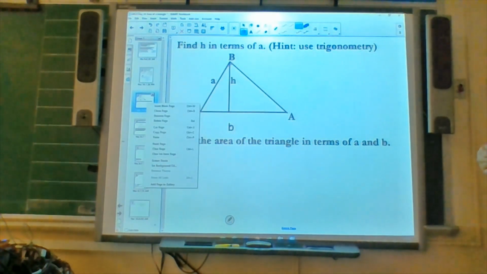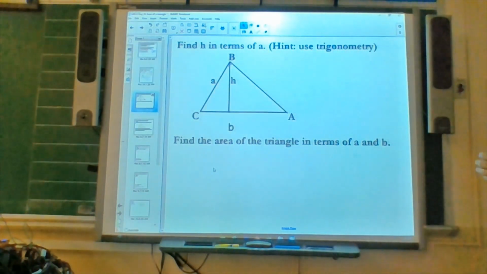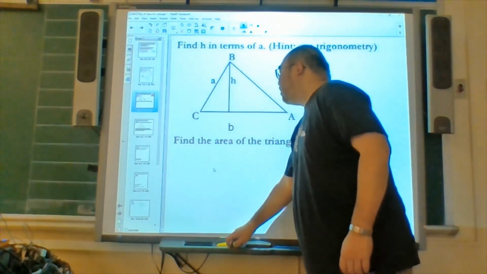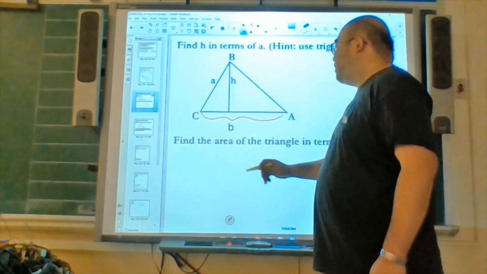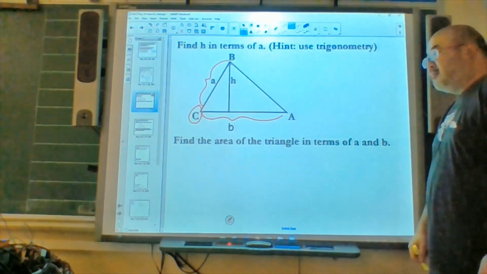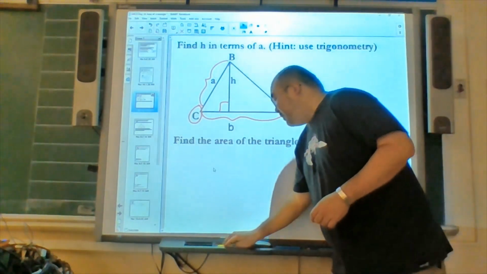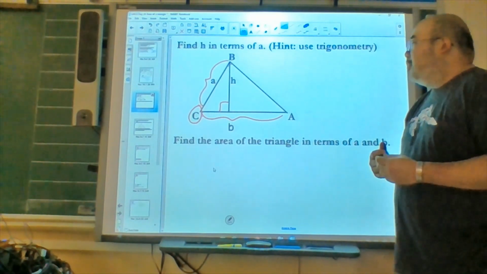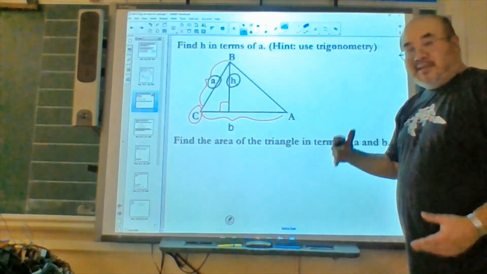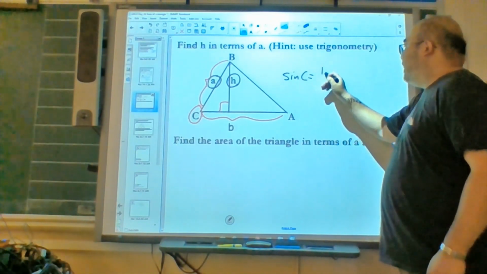We want to find h in terms of a using trigonometry. Here's angle C, and b is this measurement. Angle C is this angle, and of course here we have angle A. Our right angle is right here. From this point of view, our height is involved in this case with a, which of course is the hypotenuse. Opposite over hypotenuse, we have the sine of C equals h over a.